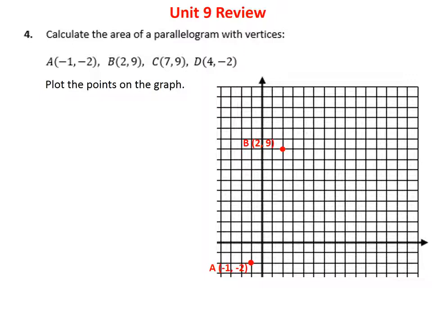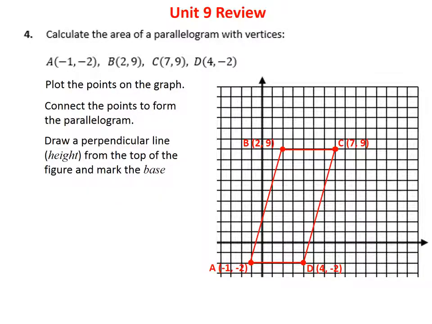C is 7 to the right from the origin and 9 up. Notice B and C are on the same horizontal level. And then D is 4 over and 2 down. And again, that's also on the same horizontal level with A. Now if we connect the points, there's our parallelogram.